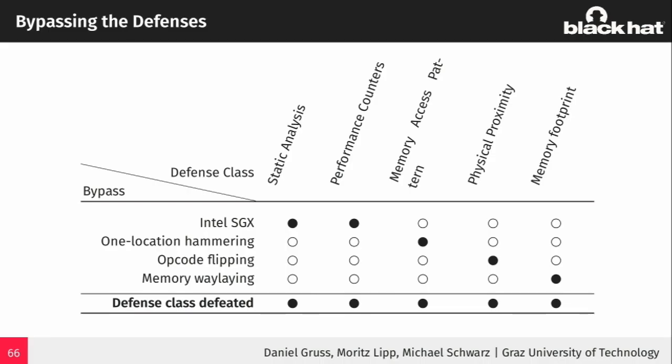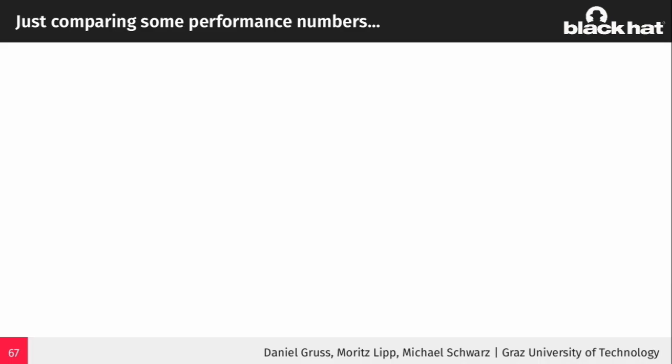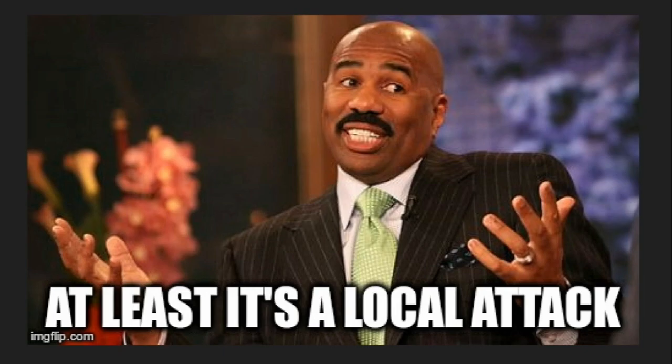So as we see, we have all the defense classes now defeated. We can bypass all of them and can mount an attack, although we have all the defenses installed. But at least it's a low-key attack, right? So we still need low-key code execution for all of that.